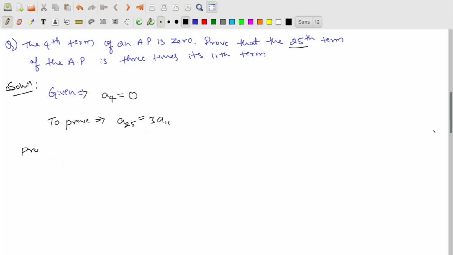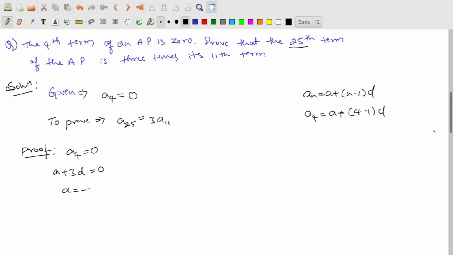And then now how to prove this one? Okay, so it is given that a4 is equal to 0, right? So then what is a4? We know the formula, an is equal to a plus (n minus 1) into d, right? So then a4 will become a plus (4 minus 1) into d, that is a plus 3d is equal to 0. Then a is equal to minus 3d. So this we got from the given data.